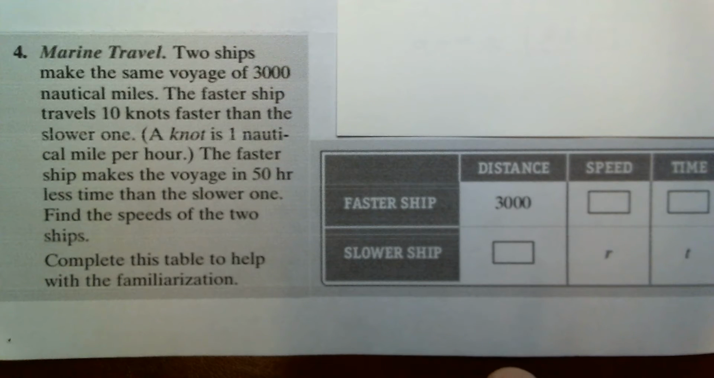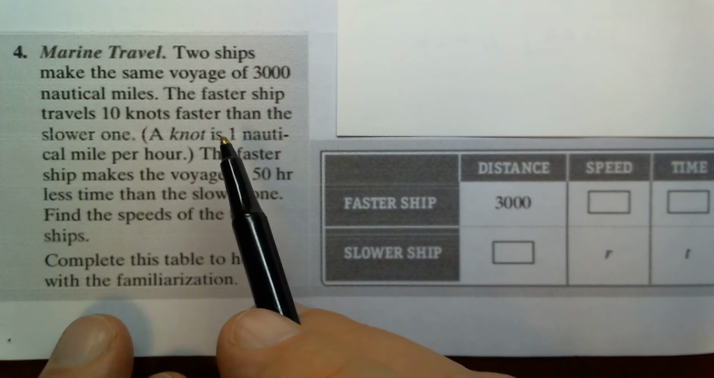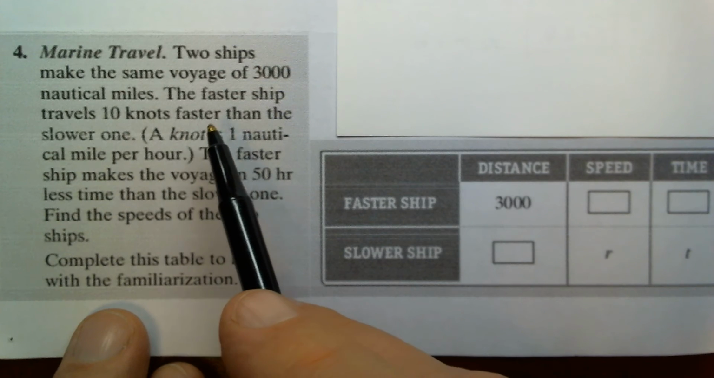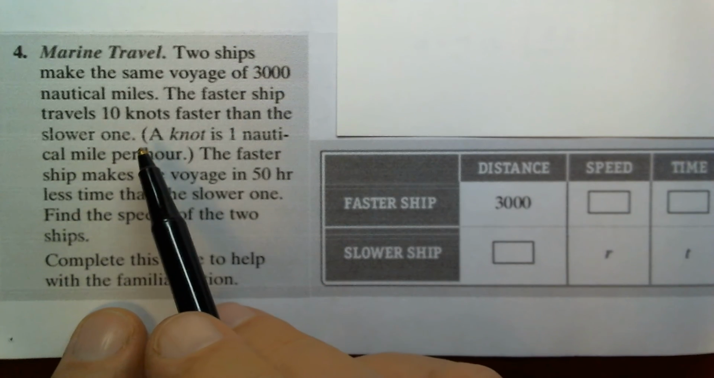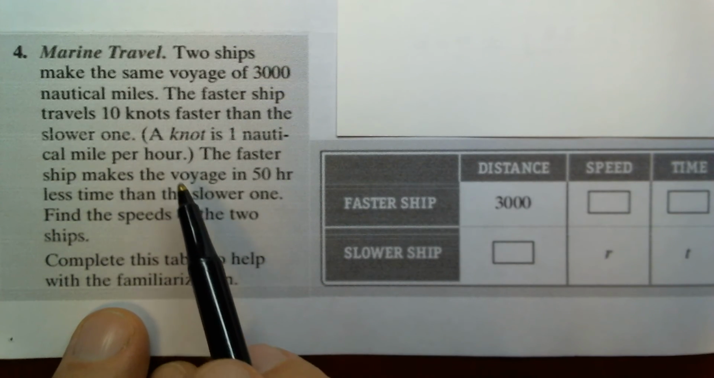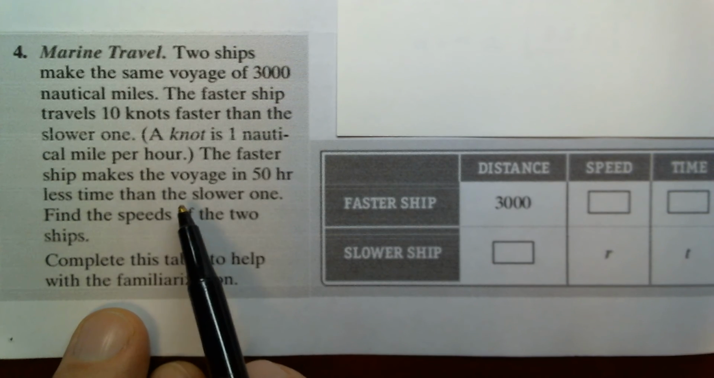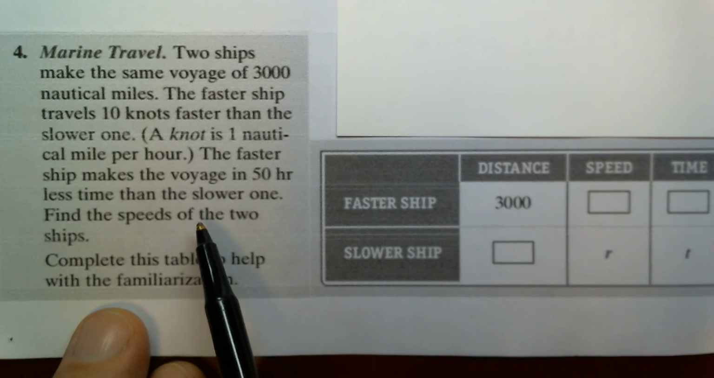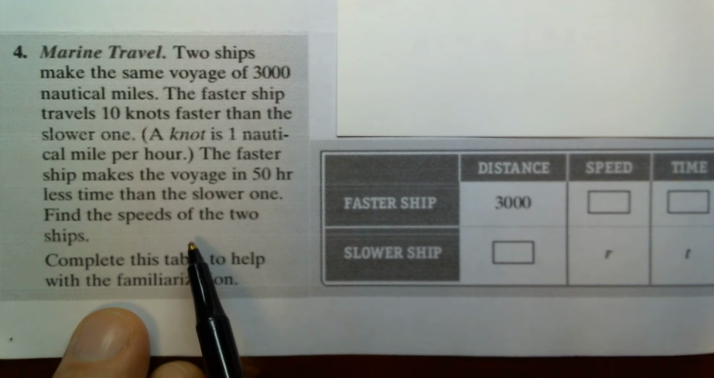For the next exercise, marine travel, we have two ships make the same voyage of 3,000 nautical miles. The faster ship travels 10 knots faster than the slower one. The faster ship makes the voyage in 50 hours less time than the slower one. Find the speeds of the two ships.